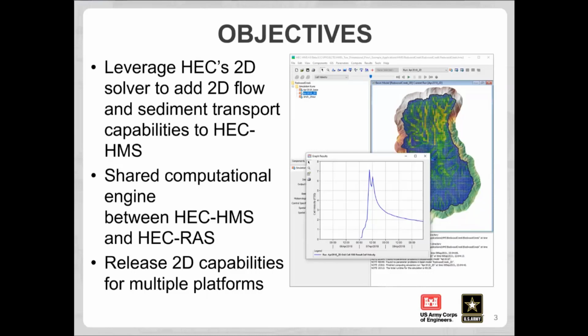We also set out to release the 2D flow and sediment transport capabilities to a wider range of platforms, including Windows, macOS, and Linux. So HMS has historically been released for Windows over the past year and a half or so. We've also included macOS and Linux. So Nick Van is going to show a quick demo at the end of using these features in macOS as well. That's the first time that you'll be able to use 2D flow or 2D sediment transport capabilities on either macOS or Linux as well.